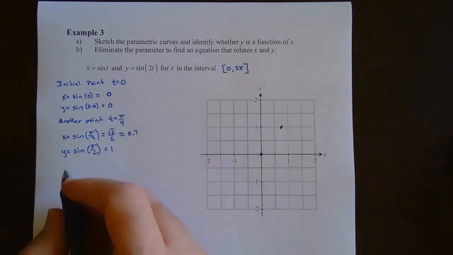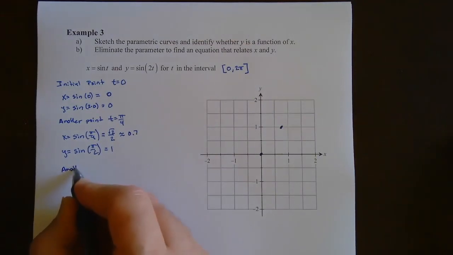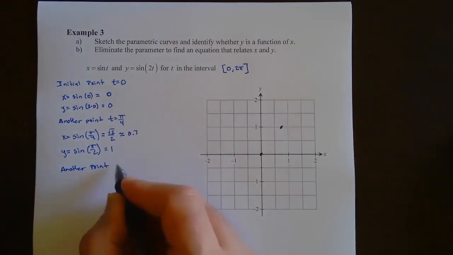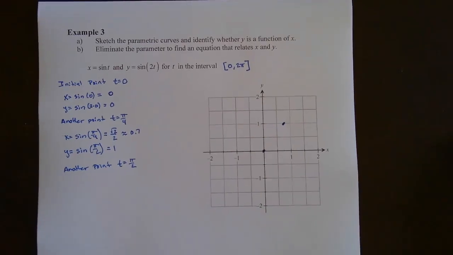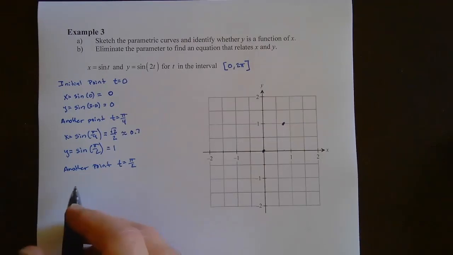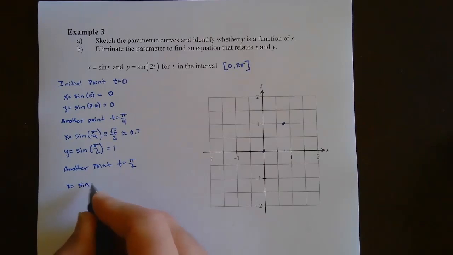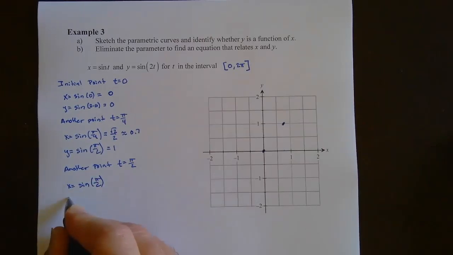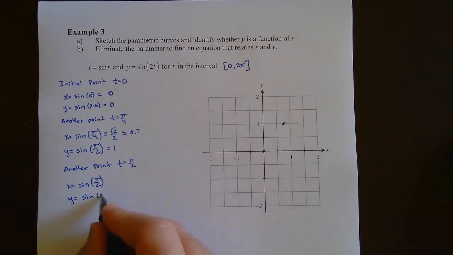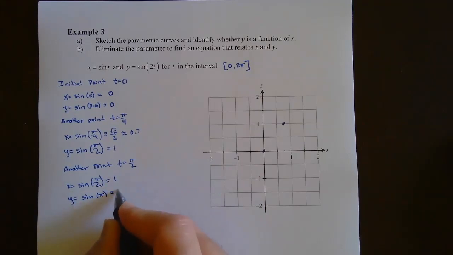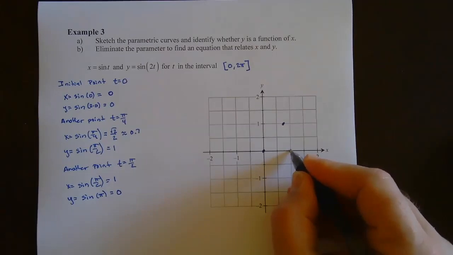And then another point that I would do would be t equal to pi over 2. You could also do this with a table, with t values, x values, and y values. So x is equal to sine of pi over 2, and y would be sine of 2 times pi over 2, which would be pi. It's always going to double this one, right? Sine of pi over 2 is 1, and sine of pi is 0. So we're at 1, 0. That's the next point.